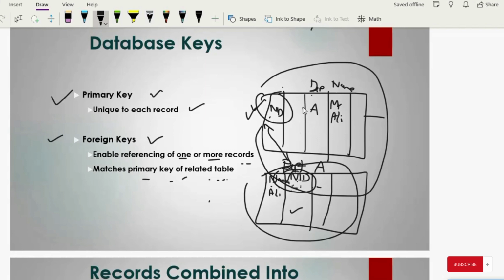Here in table A, department is the foreign key. The primary key in table A is the national ID. The primary key should be unique, but the foreign key could be of repetitive nature. Like I could have in the employee table more than one employee from department A, so the foreign key could be repeated. Same is the case in my table B. I could have primary keys and foreign keys, right?